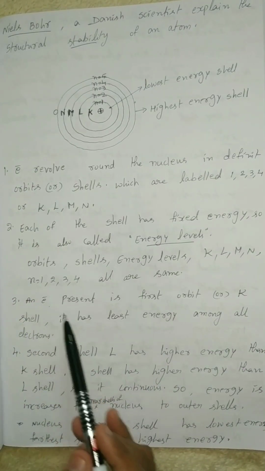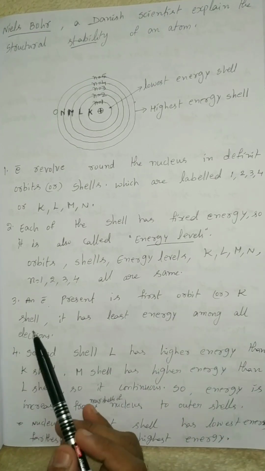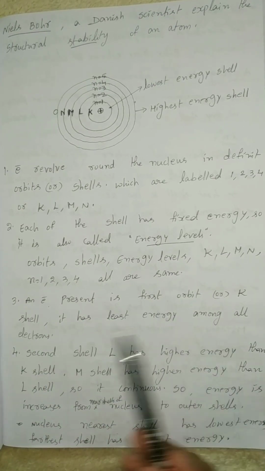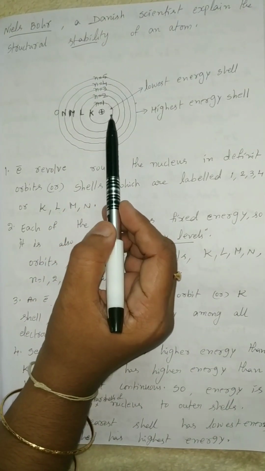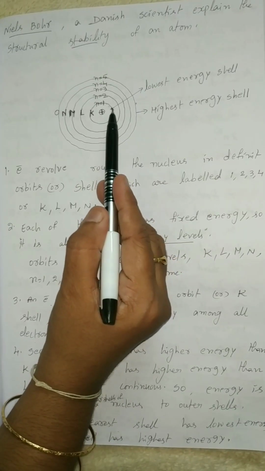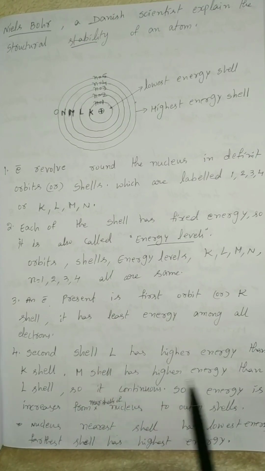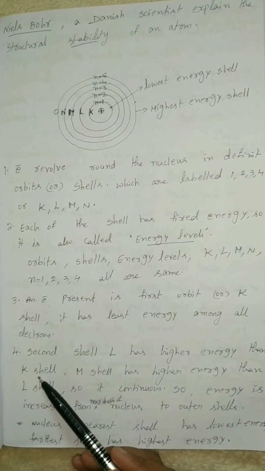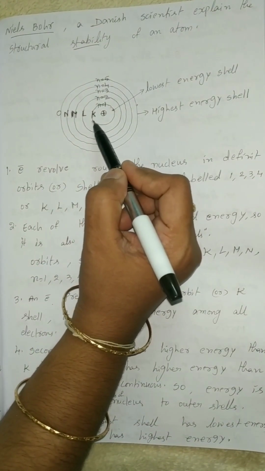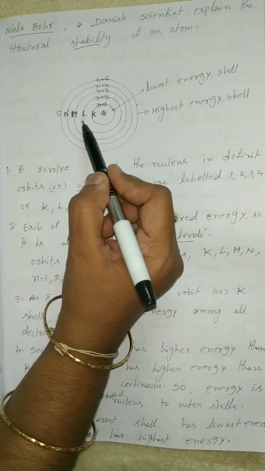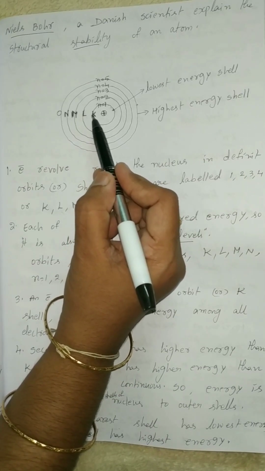Next, an electron present in the first orbit or K shell has the least energy among all electrons. This is the first orbit, n equal to 1. In the first orbit the electron has least energy. The second shell L has higher energy than the K shell. In the K shell the electron has least energy. In the L shell the electron has more energy in comparison to K.